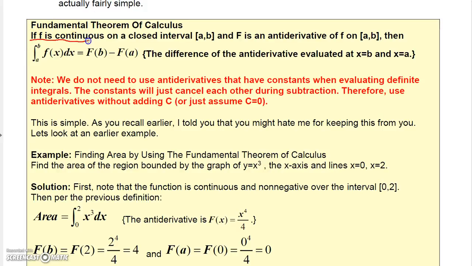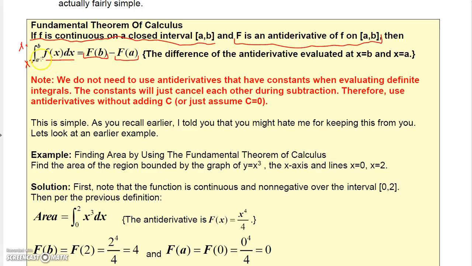If f is a function that is continuous on some closed interval from a to b, in other words, there are no breaks in it, and capital F is an antiderivative of little f on that closed interval, then when you integrate this function from x equals a to x equals b of little f of x dx, the way you evaluate this integral is you take the antiderivative evaluated at b minus the antiderivative evaluated at a.